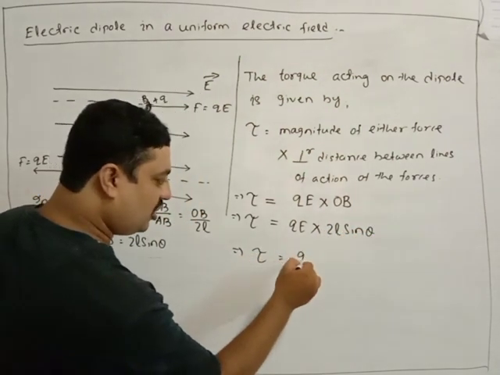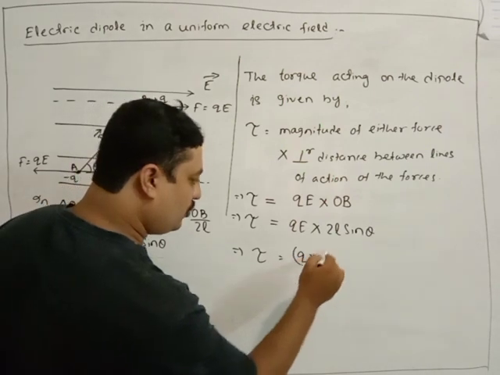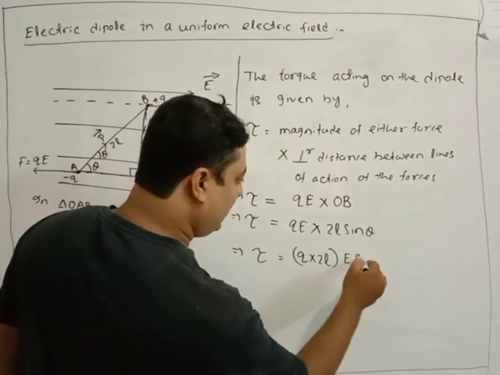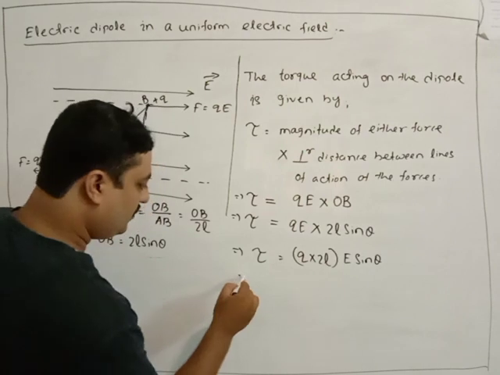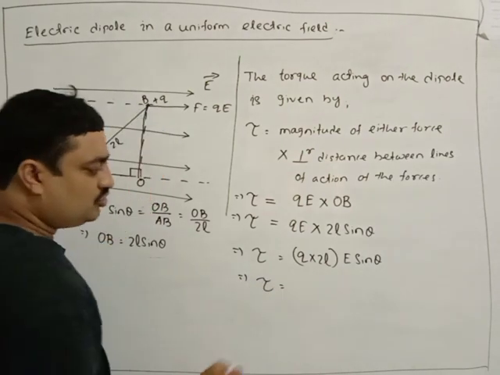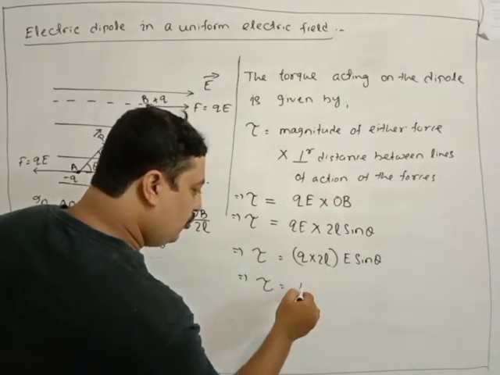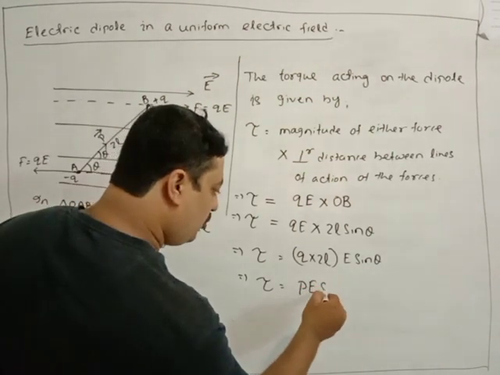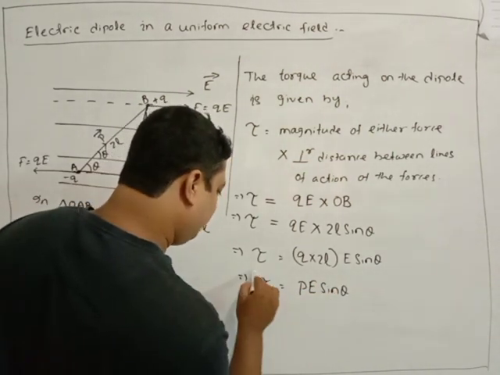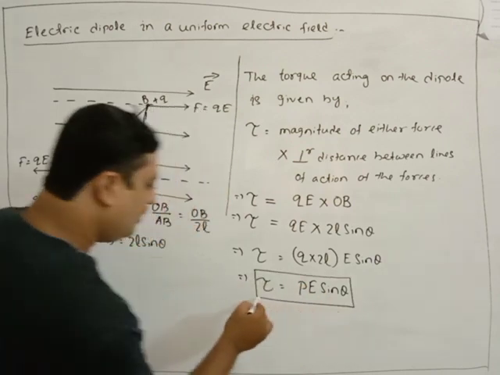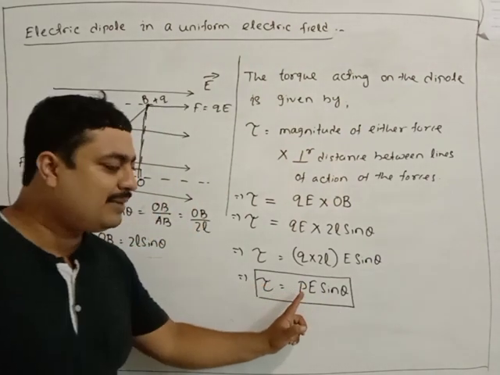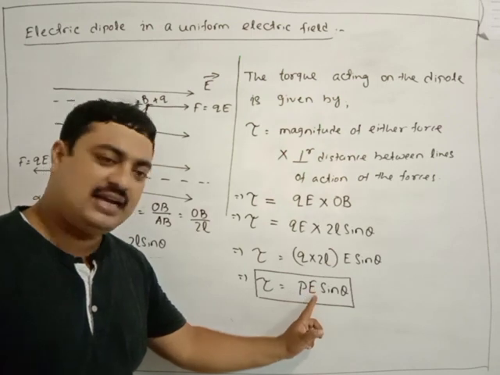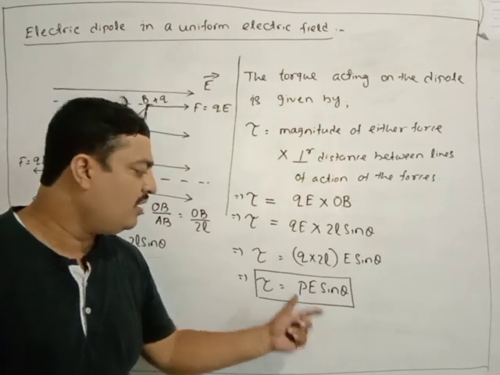That implies torque equals Q into 2L into E sin theta. So torque equals Q into 2L, which is the dipole moment P. So torque equals P sin theta. Now torque is the product of dipole moment and electric field.